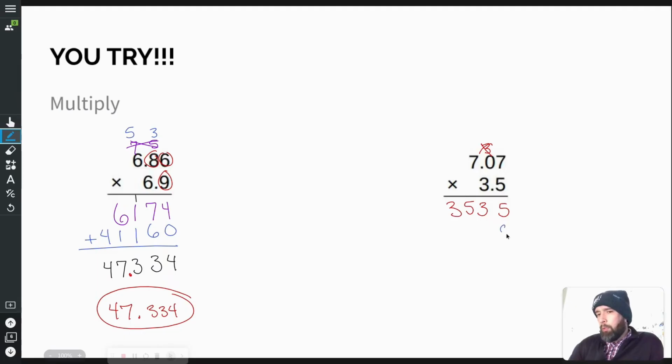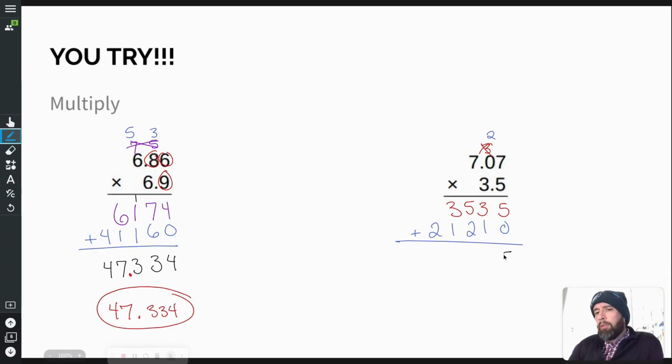3 times, oh, don't forget the 0. 3 times 7 is 21. So put that 1 there. Carry the 2. 3 times 0 is 0. 0 plus 2 is 2. And 3 times 7 again is 21. Let's add them up.